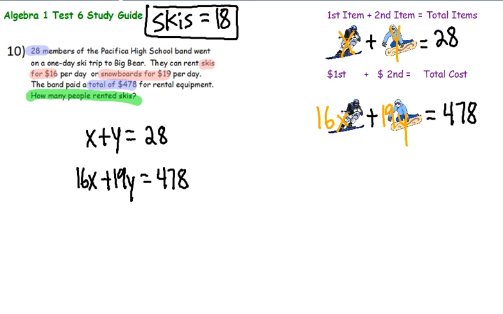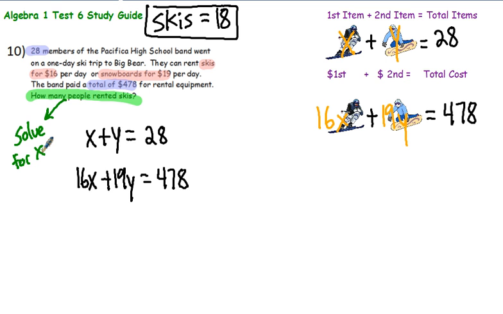Now let's see what they're looking for. They said how many people skied. So we're calling skiers x, so what we'd want to do is solve for x. You could have picked a different letter, so it doesn't have to be the same letter. You've got to make sure you know which one's which. That's all. You've got to label it.